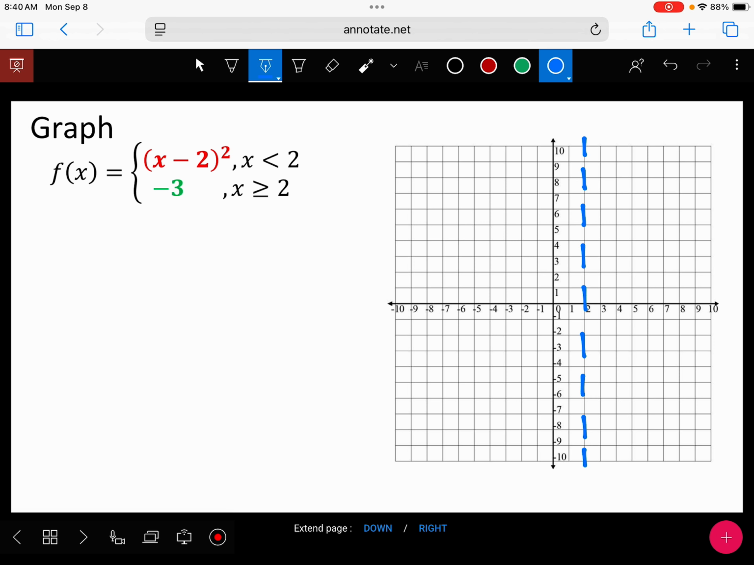This first one, is this going to be on the left side of the fence or on the right side? What does this tell me? Where am I going to put this first one? On the left side, yeah. So on this side, it's going to be the x minus 2 squared, which hopefully you all know is a parabola. On the other side is really easy because that's just a horizontal line. And that'll stay at -3.